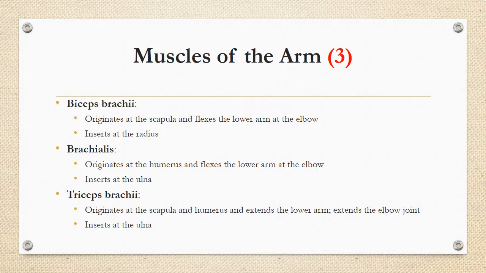The brachialis originates at the humerus and flexes the lower arm at the elbow. And it inserts, attaches, at the ulna, which is the opposite side of the radius.